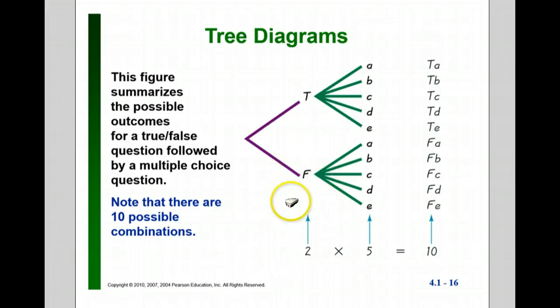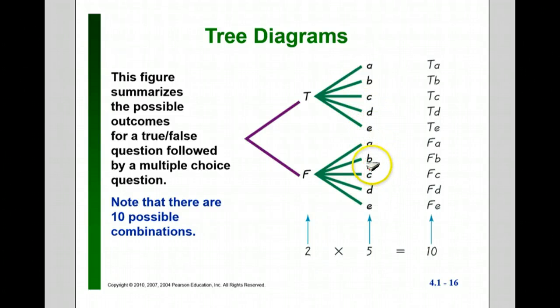So this is every single possible outcome of those. If the first answer was true, the second answer could have been A, B, C, D, or E. So that gives us true A, true B, true C, true D, true E. Or if it were false, we could have A, B, C, D, or E. And that would give us false A, false B, false C, false D, false E. So these are all my possible choices. So we get 10 possible outcomes here. So this is the sample space for this compound event: a true-false question followed by a multiple choice question with 5 choices.